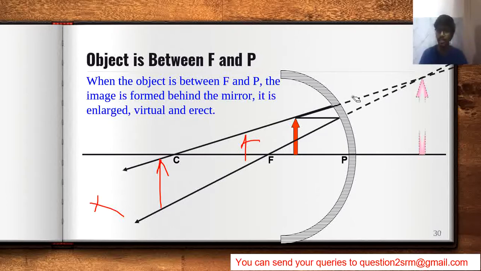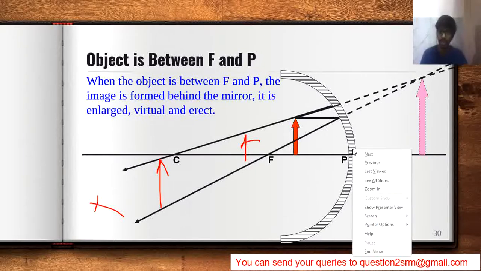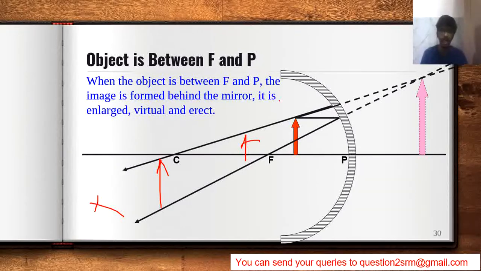Here is where the image is found. Okay, and where is the image found? The image is found behind the mirror. And what is the size of the image? It is enlarged, larger than the object, and is it erect or inverted? Erect, because the direction of the image and the direction of the object are the same. Okay, and is it virtual or real? It is virtual, because the reflected rays will never meet. We have to extend them to the back side of the mirror, where they can meet. That means the image is virtual.